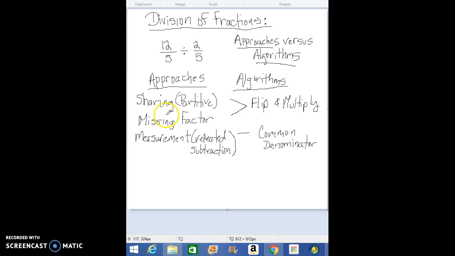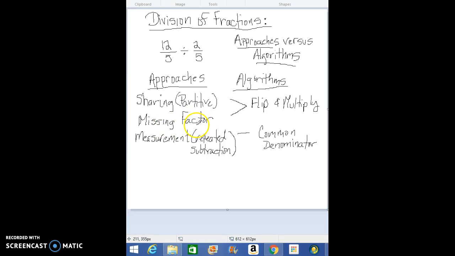So just a reminder, for division we have three approaches, and we've talked about these approaches various times, beginning with whole numbers. And the first approach is what we call the sharing approach. You've heard the term partitive because you're partitioning. But I call it the sharing approach. Might as well keep it simple. And this is apples and buckets.